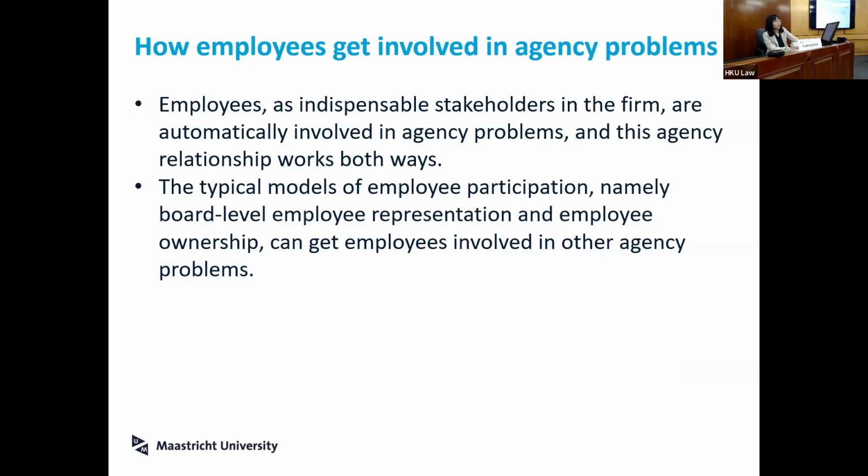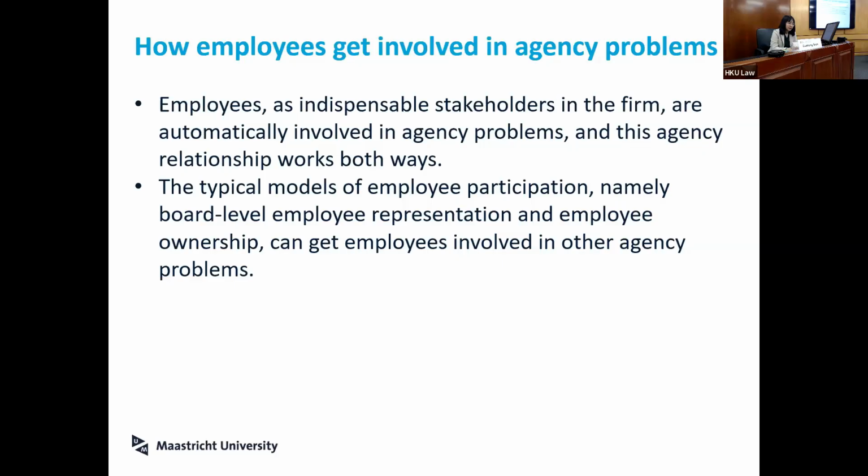But in my book chapter and also in my PhD thesis, I argue that the third type of agency problem works both ways. So not only could the firm squeeze and exploit the employees, but employees could also shirk and steal from the company. For example, employees could steal the properties and assets from the company without being noticed by the employers. So this is how the third type of agency problem can work both ways between employees and the firm itself.